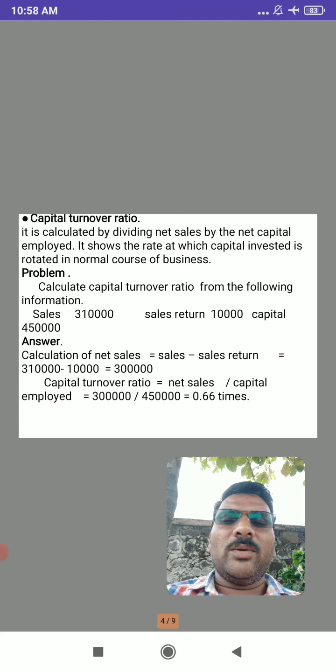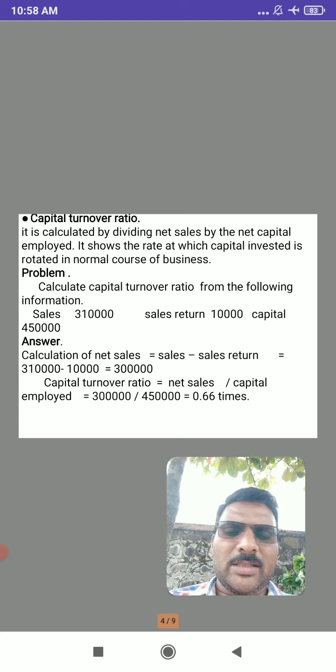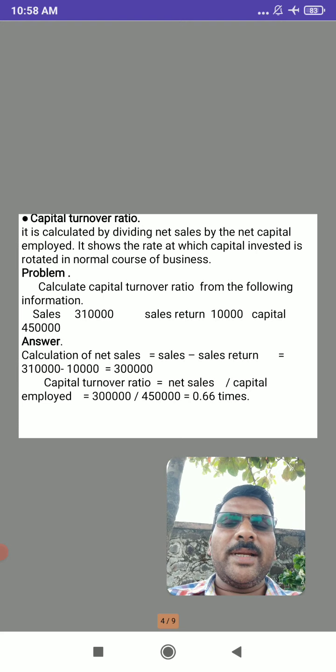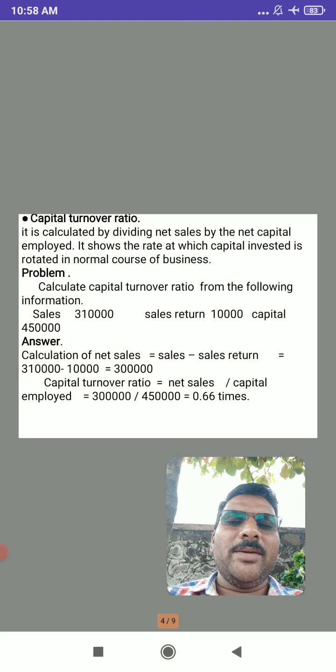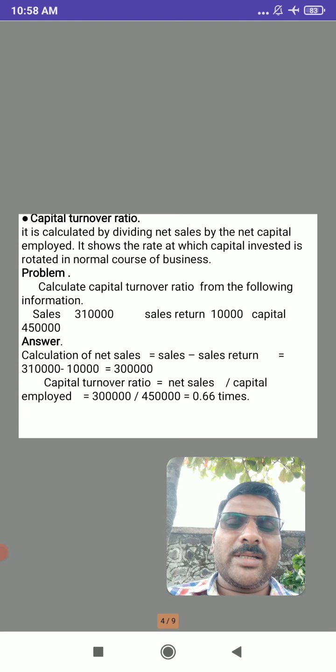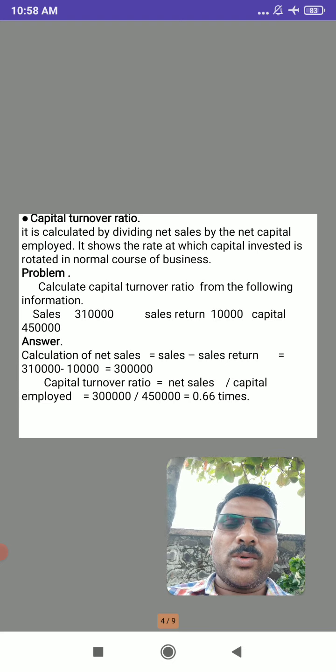Now we will find out the capital turnover ratio. The next one is the capital turnover ratio. It is calculated by dividing net sales by net capital employed. Yesterday we studied how to calculate net capital employed. It shows the rate at which capital invested is rotated, or reused, in the normal course of business.